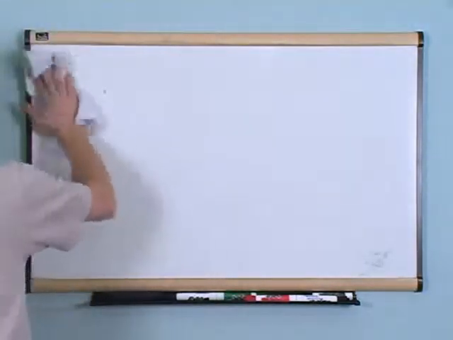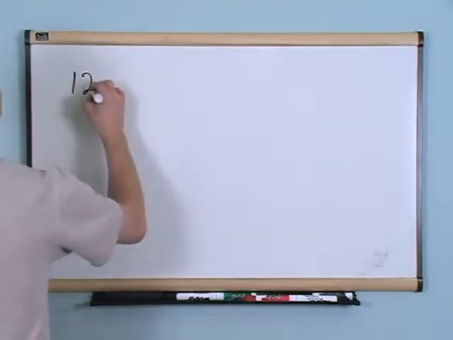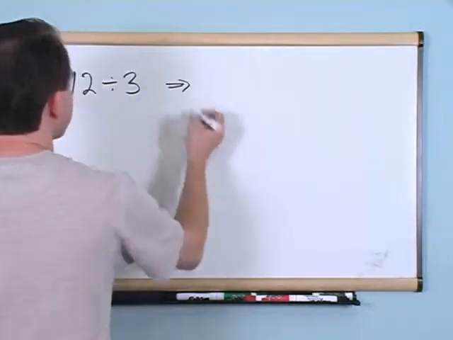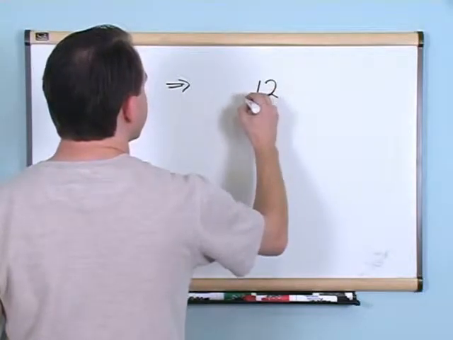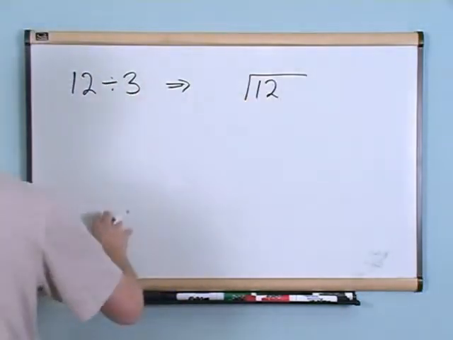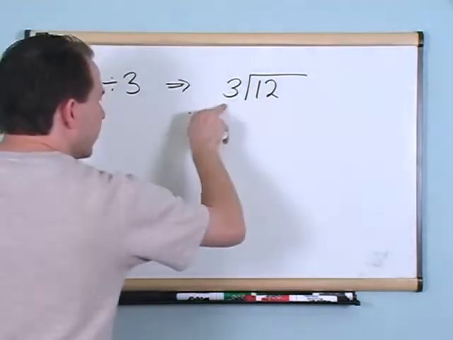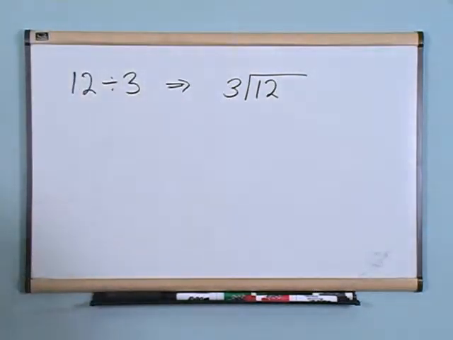If you are not so good at your division tables, then you need to practice, because it'll just make everything a lot easier. What if you have 12 divided by 3? Okay, 12 divided by 3. Another way to write this problem is 12, put this division symbol over the top, and you put a 3 out here. So 12 divided by 3, okay?